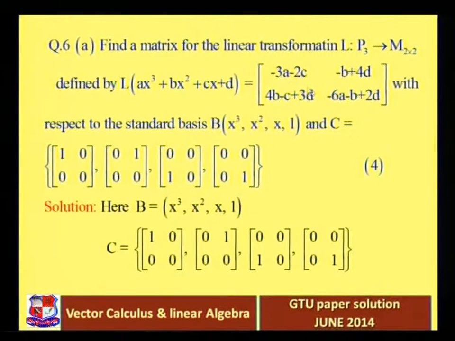The 2 cross 2 matrix: the first row is minus 3a minus 2c, minus b plus 4d; the second row is 4b minus c plus 3d, minus 6a minus b plus 2d. With respect to the standard basis B, x cube, x square, x, 1, and C is equal to 1 0 0 0, 0 1 0 0, 0 0 1 0. You can see all 4 matrices are the standard basis for 2 cross 2 matrices. The first one is 1 0 0 0, then 0 1 0 0, then 0 0 1 0, and then 0 0 0 1.